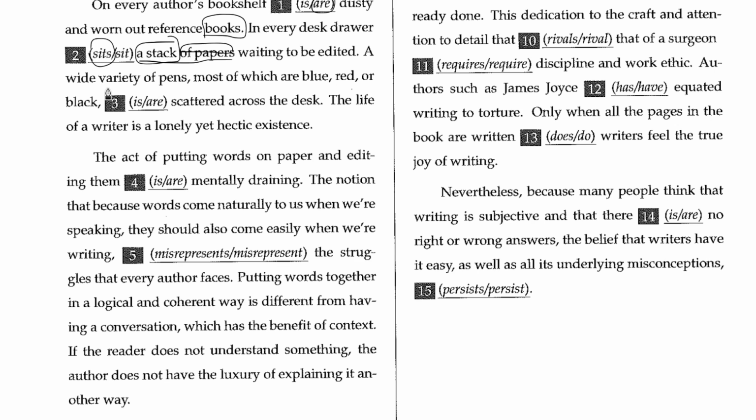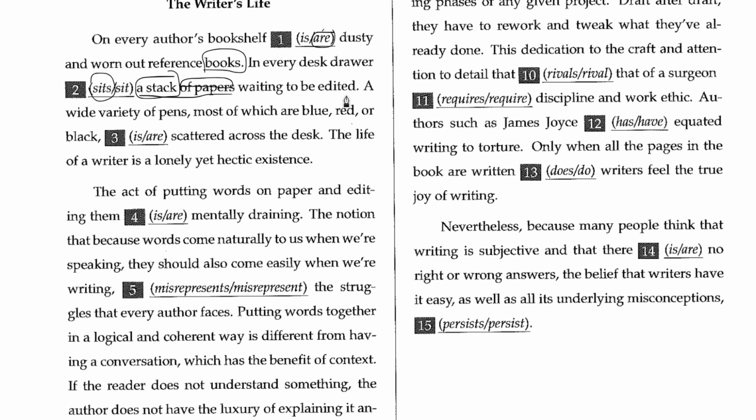Number 3. A wide variety of pens, most of which are blue, red, or black, is or are scattered across the desk. So here it's a long sentence, so let's get back to the essence of the sentence. Is there any prepositional, relative, or comma phrases? Yes, there is a comma phrase starting with most of which are blue, red, or black. So let's cross it out to get to the essence of the sentence. So a wide variety of pens is or are scattered. Again, do I have a prepositional phrase? Yes, which is of pens. So a wide variety is my subject.